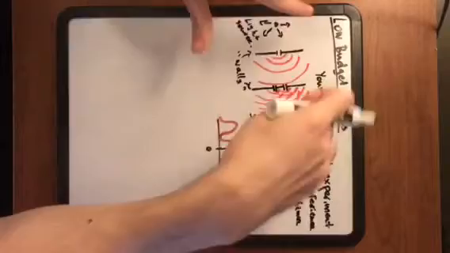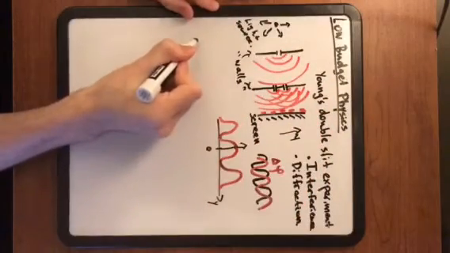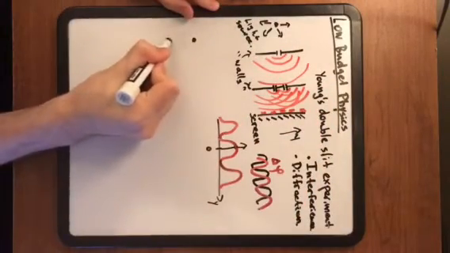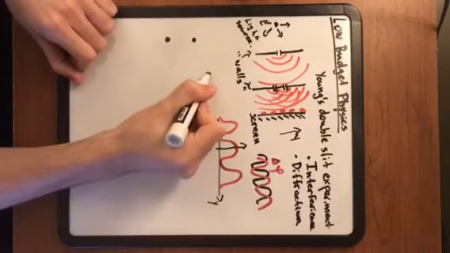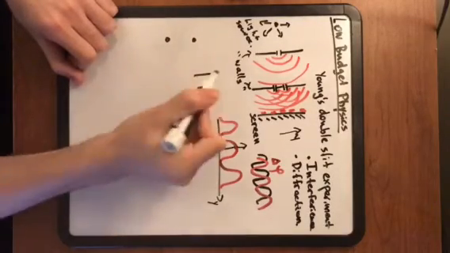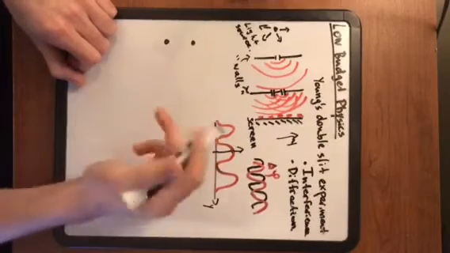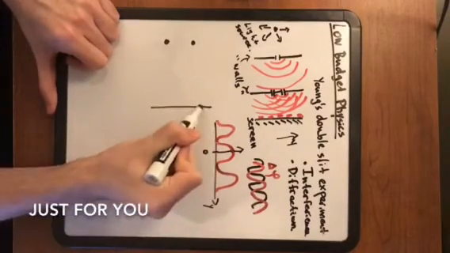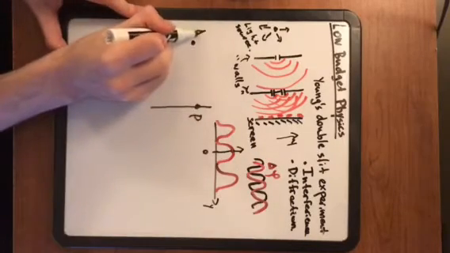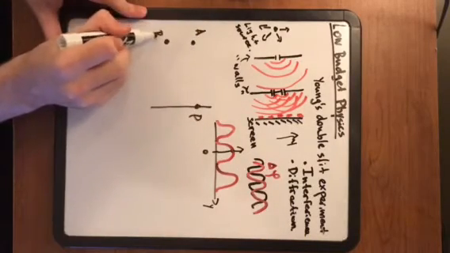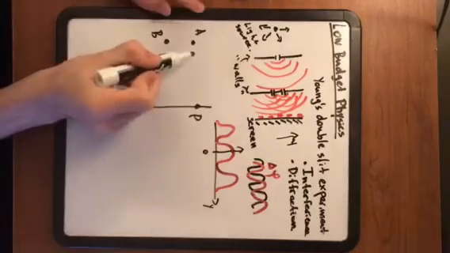Let me redraw this part of the picture. So we have two slits that create coherent beams of light. Then we have a screen. So let's choose a point on the screen. Let me make it bigger, just for you. Let's say this is point P. And the first slit is going to be point A, and the second one is going to be point B.